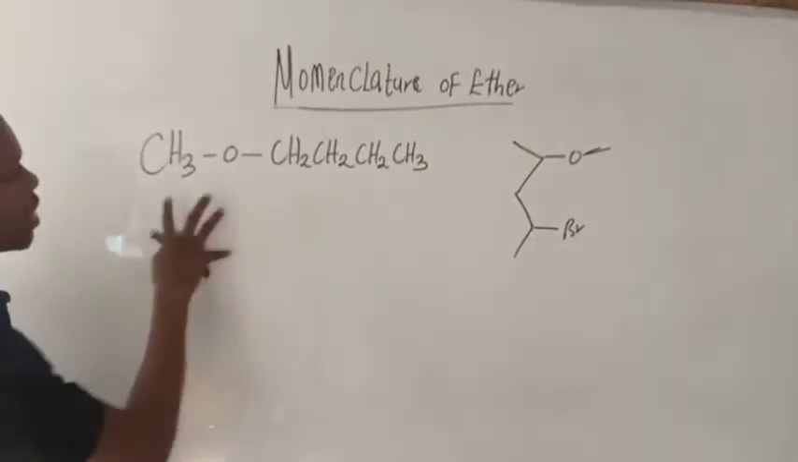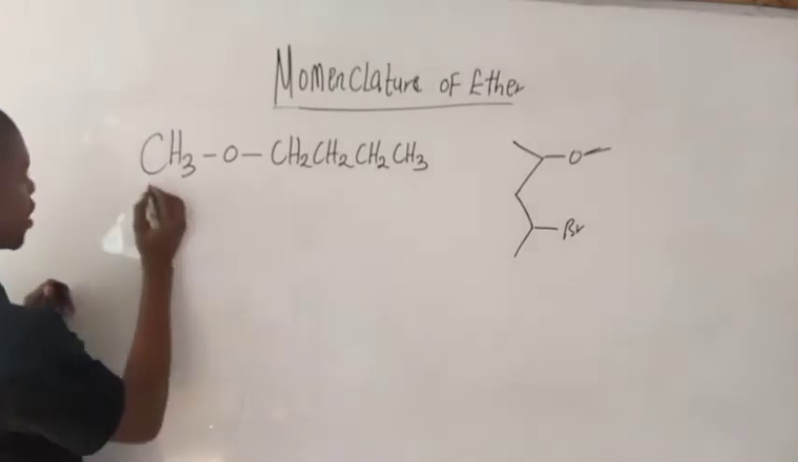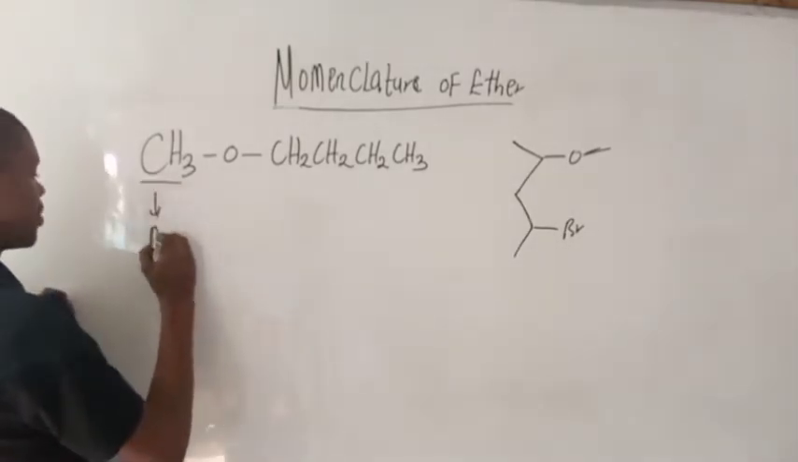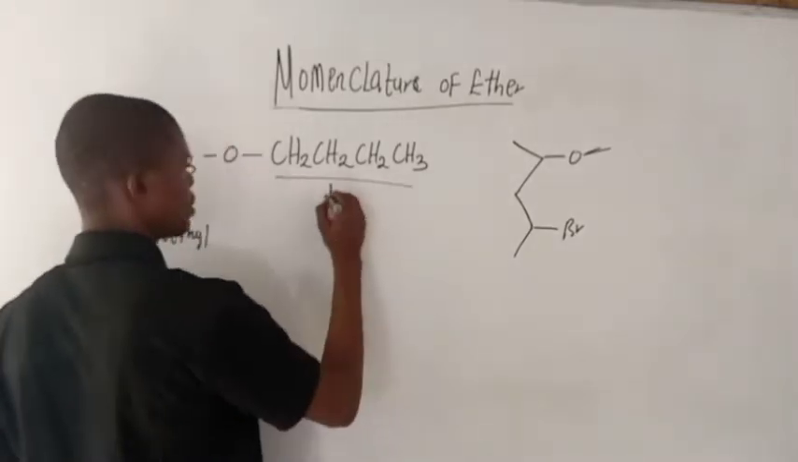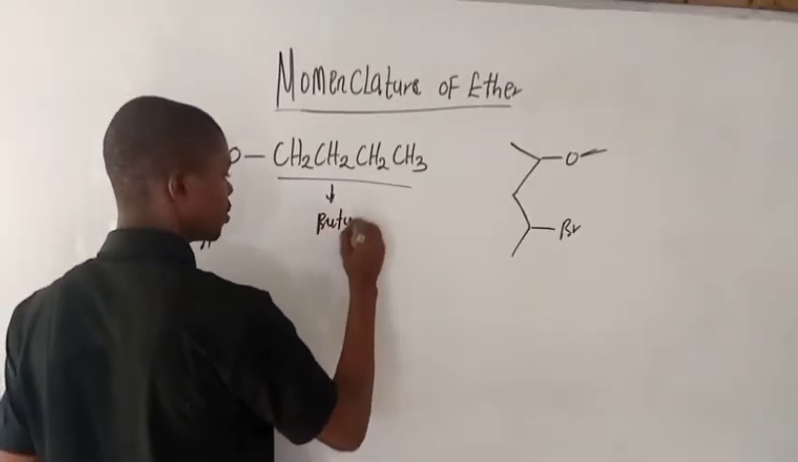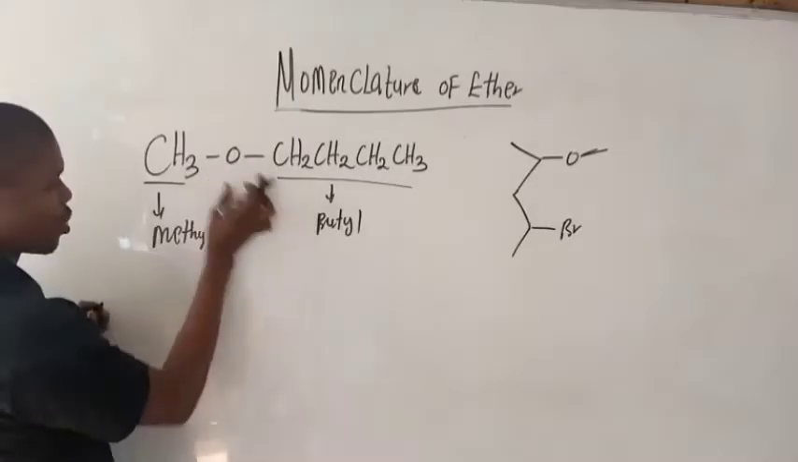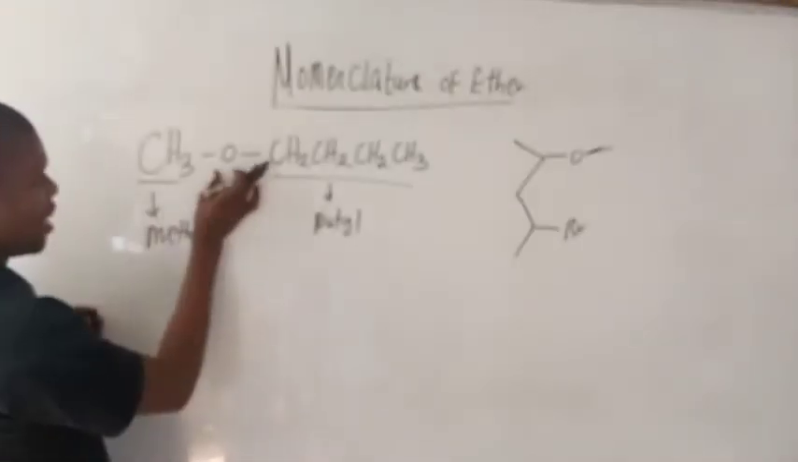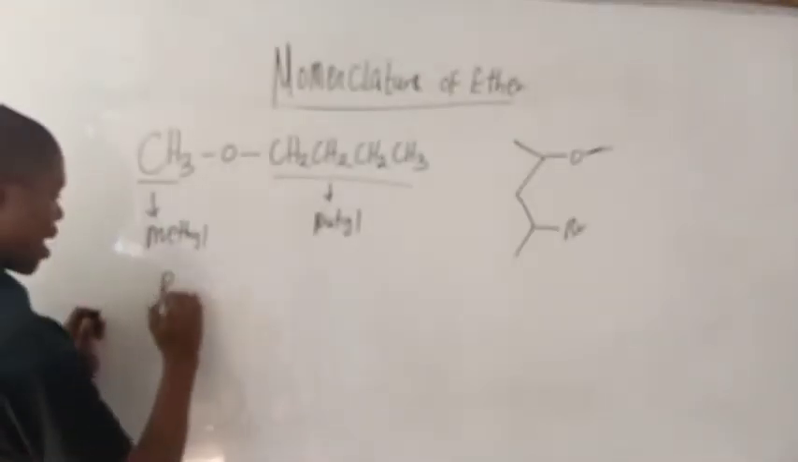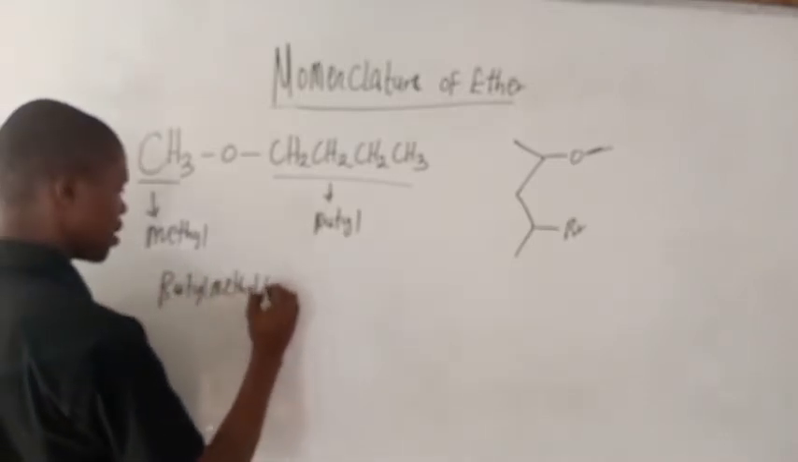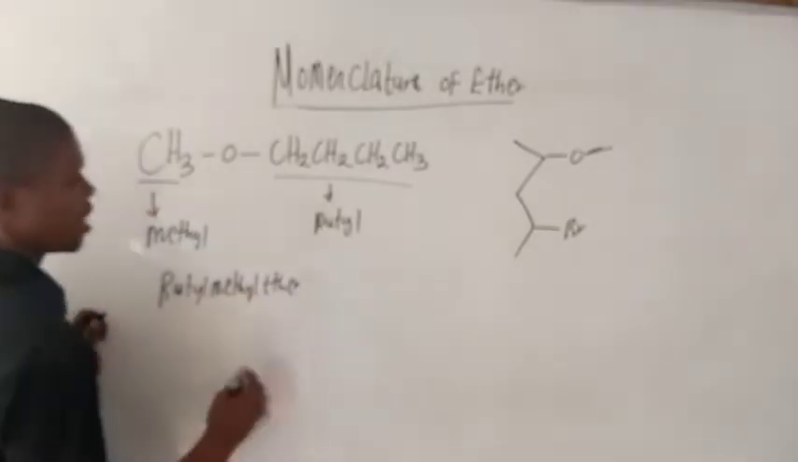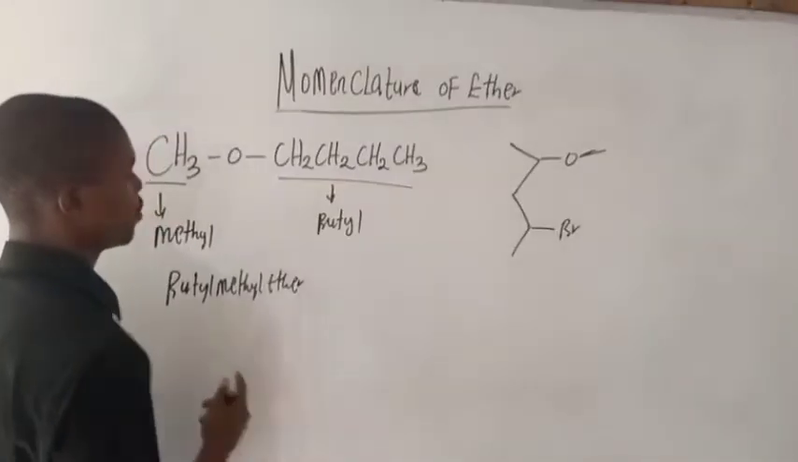Now normally if you want to name it using the common name, here we have the methyl, right? Here we have the butyl, right? And here is the ether. So it's going to be butyl methyl ether. You get butyl methyl ether.